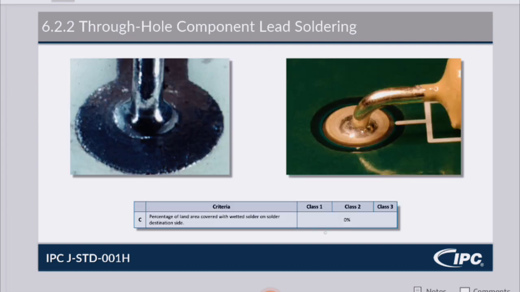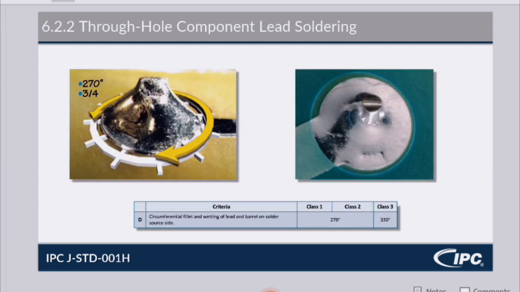So this is what I was talking about with C. A percentage of land area covered with wetted solder. So land area, this round area, it's a requirement. I mean, you can have solder there, obviously, but if you don't, that does not make it a defect because the minimum is 0, okay?